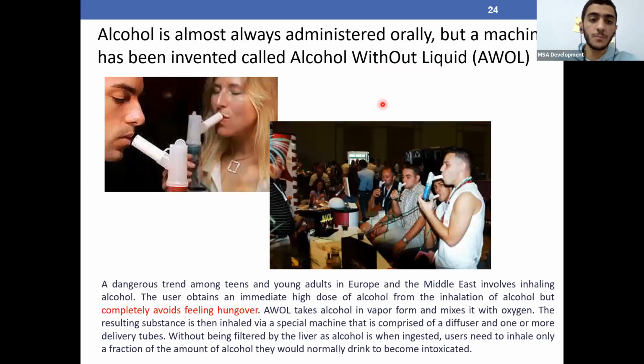Okay. This slide basically talks about how, in a period of time, some people thought that they could just inhale alcohol in order to avoid the metabolism pathway, which takes place in the liver. Because if you're not breaking down alcohol to acetaldehyde, if you don't have the buildup of acetaldehyde and NADH, you won't have the toxic effects from alcohol, right?